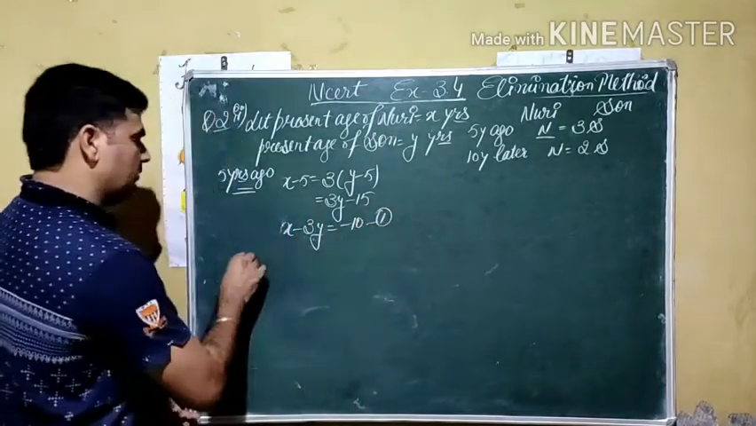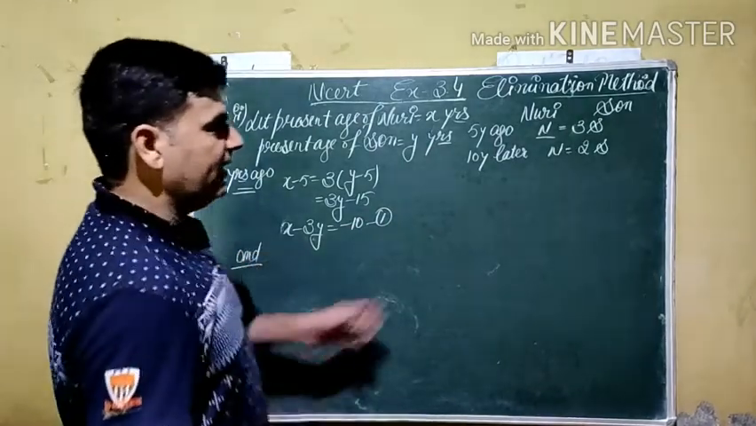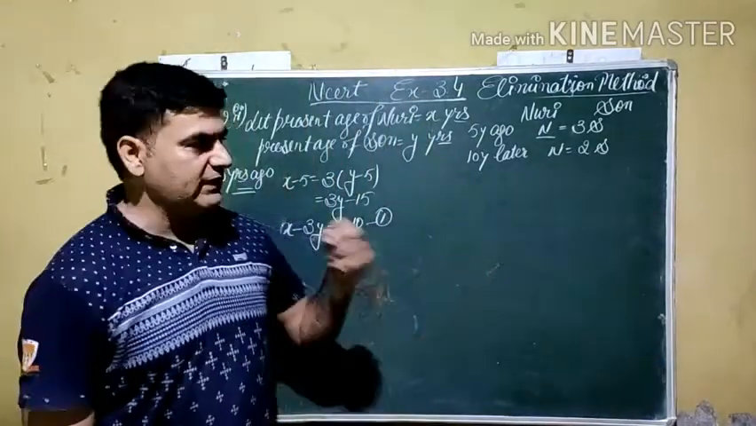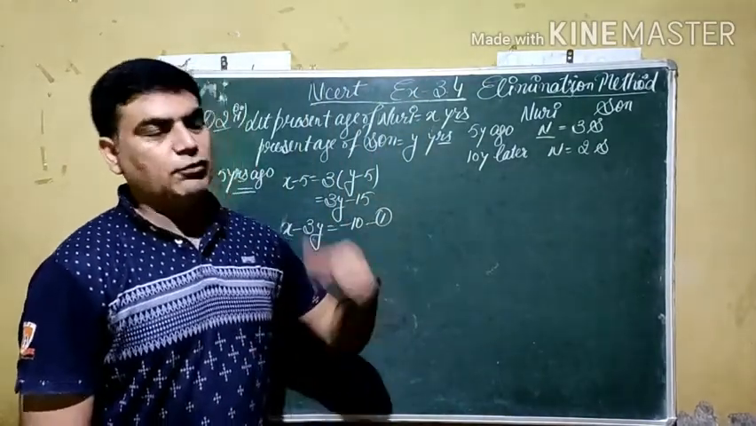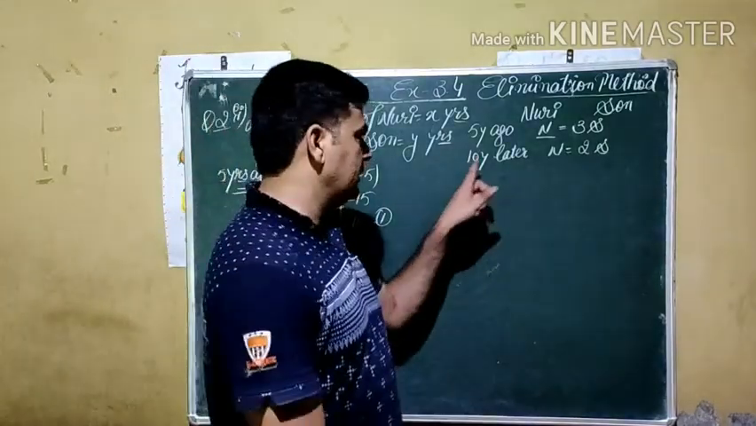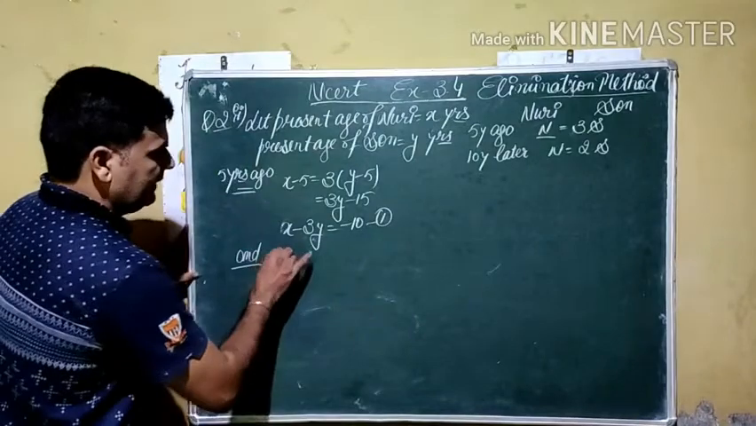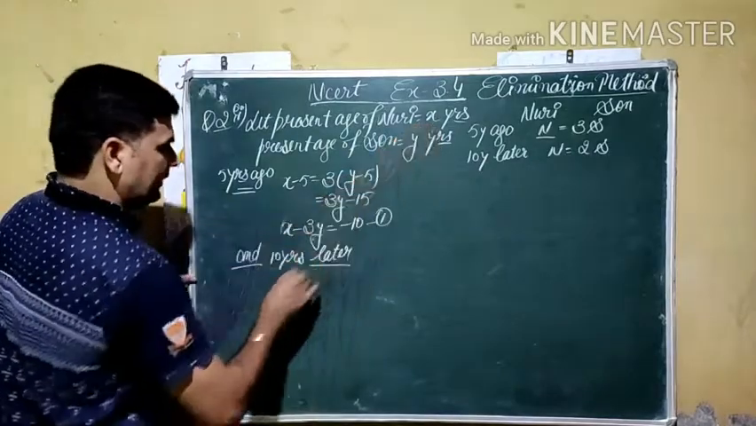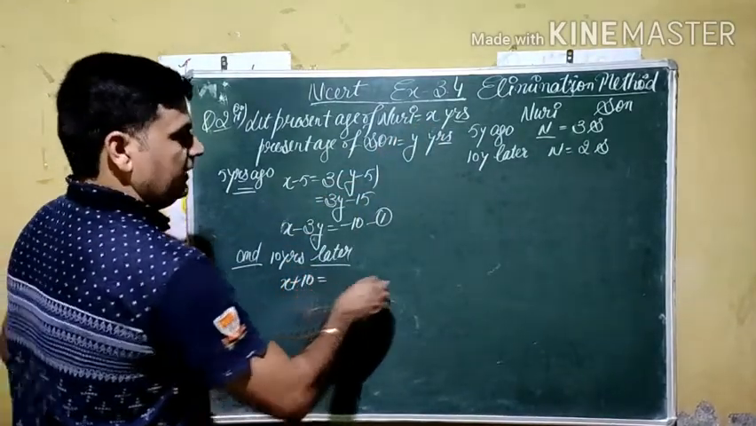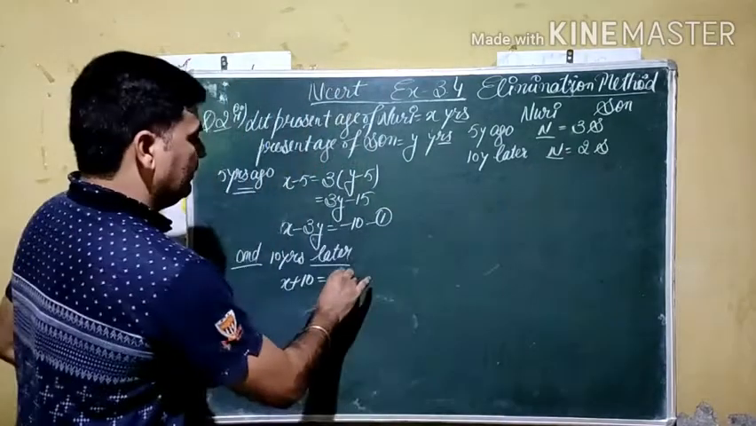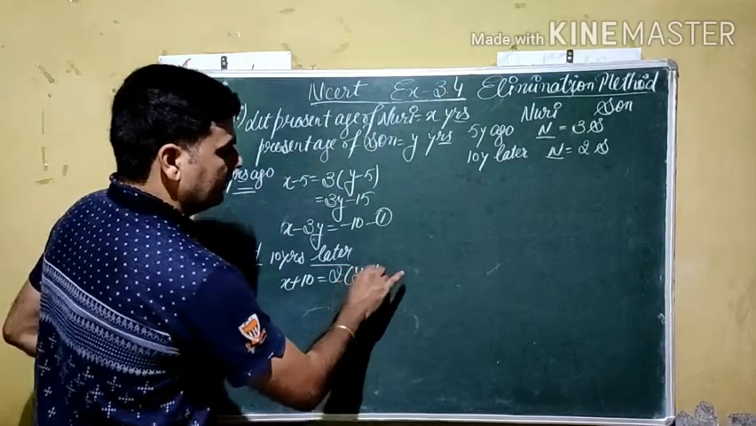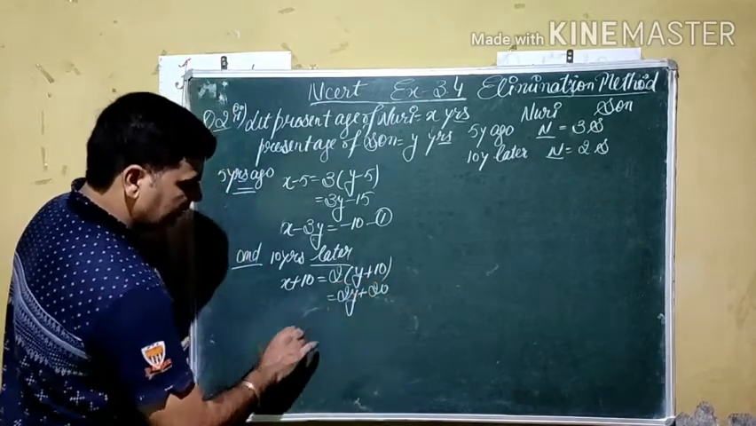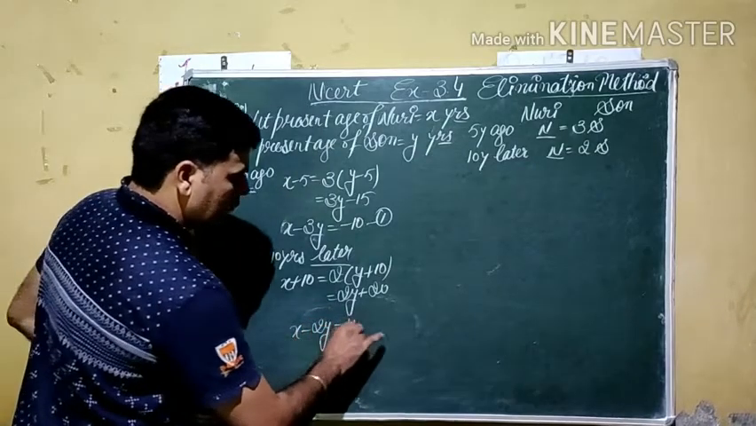This is the first equation from the first condition. The second condition is given by their ages after 10 years from the present age. For example, suppose I am 32 years old. After 2 years, I become 32 plus 2, 34. Like this, 10 years later, the age of Nuri becomes 10 years more than the present age. We replace Nuri here: double of Sun. Double means 2 times. Sun's age also becomes 10 years more. If you open the bracket, we get 2y plus 20. On simplification, we get x minus 2y is equal to 10.